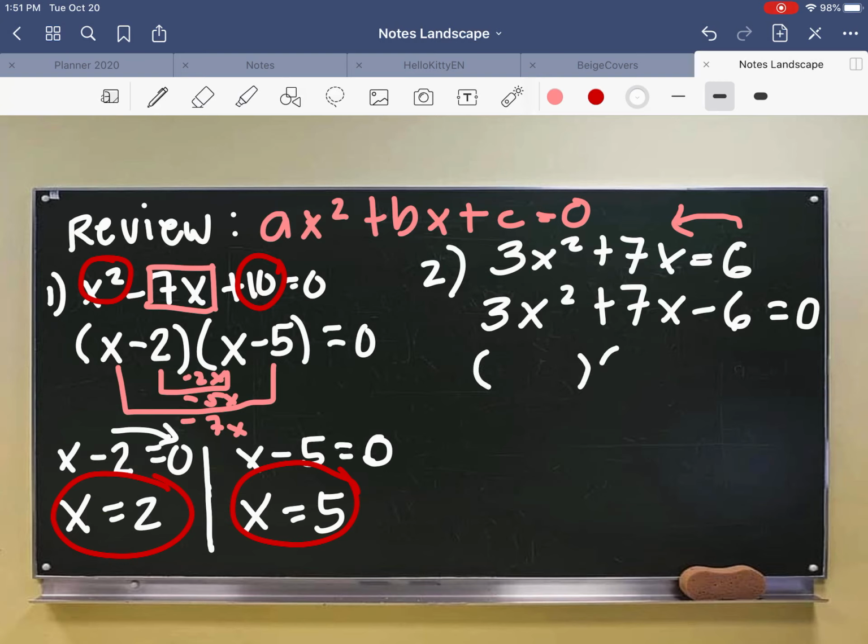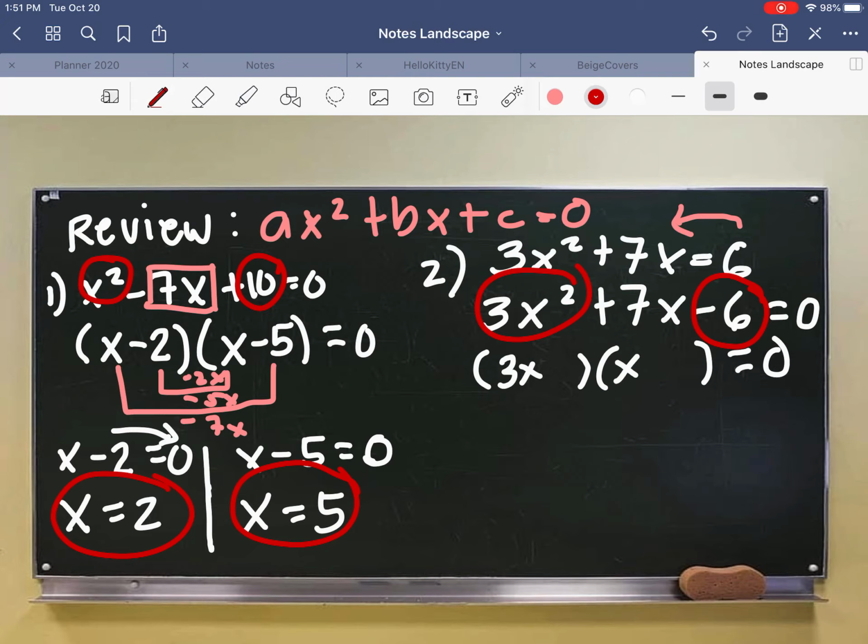So, dalawang parentheses equals 0. We start with 3x squared. Ano bang factors ng 3? Diba 3 and 1? Ibig sabihin, two numbers na kapag multiply natin ay 3. So, 3 and 1. Okay, so we have 3x and then just x kasi yung 1 goes. Now, we look at negative 6. Ano ba yung mga factors ng negative 6?